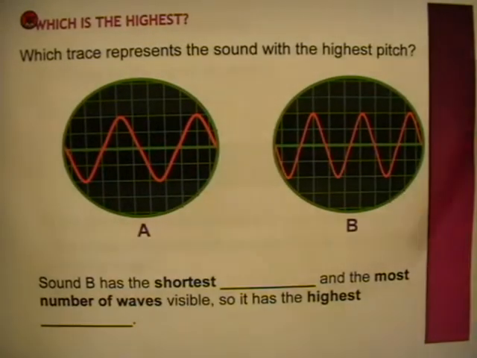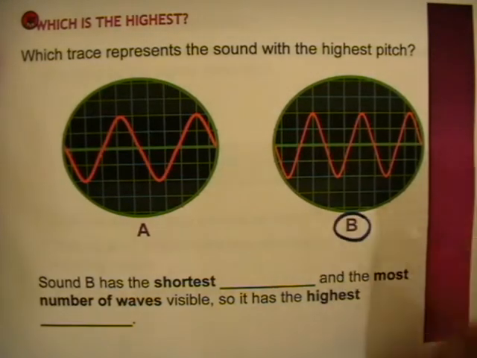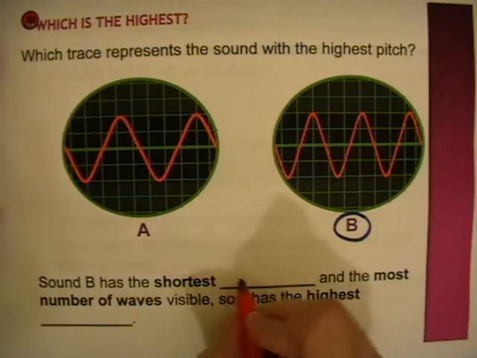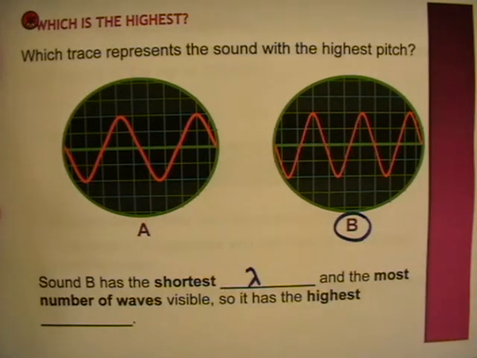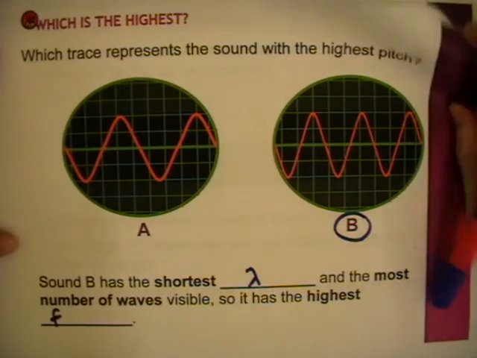So which trace shows the sound with the highest pitch? Answer here is B. Sound B has got the shortest wavelength and the most number of waves visible, so it also has the highest frequency then.